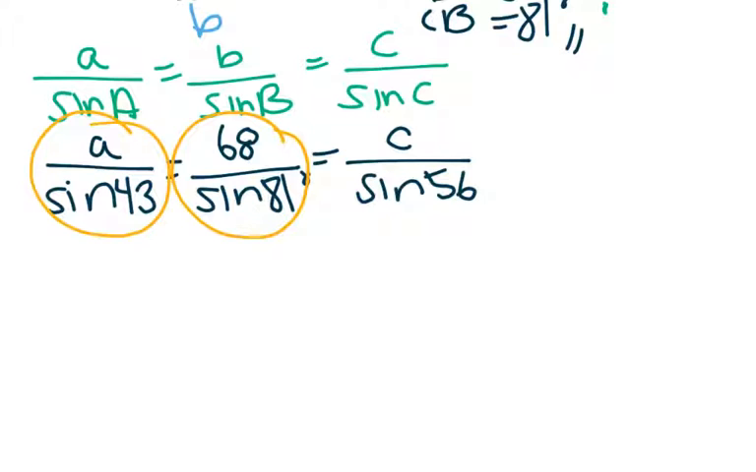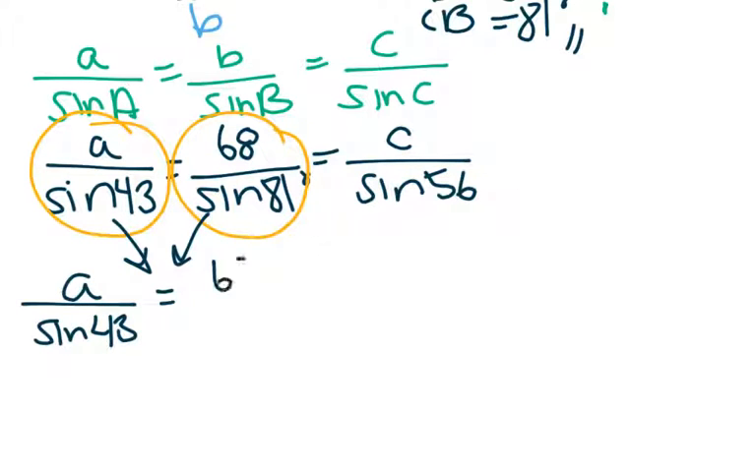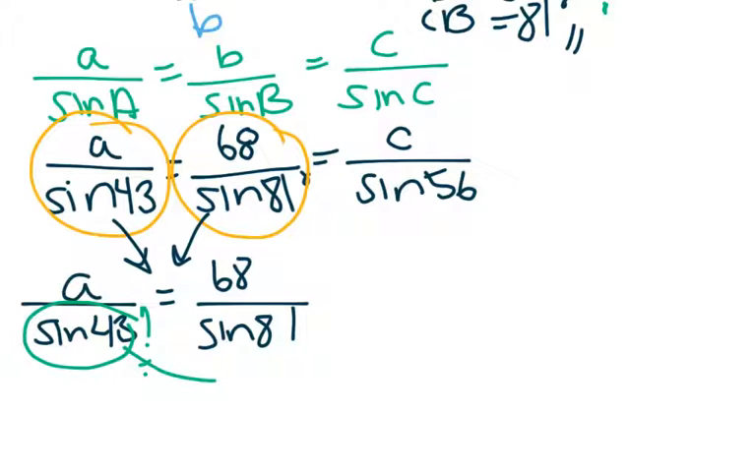So we're going to keep on going just like we've been doing in the first two examples. So we're going to rewrite these together. We've got A over sine of 43 equals 68 over sine of 81. Let's remember that we're looking for A here. We want A to be by itself, so we need to take away this sine 43, and this is a little divided by symbol, don't forget. So this is divided by sine 43. When we bring it onto the other side, it's going to turn into times sine 43.